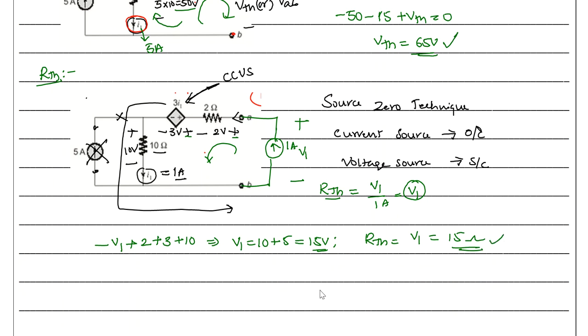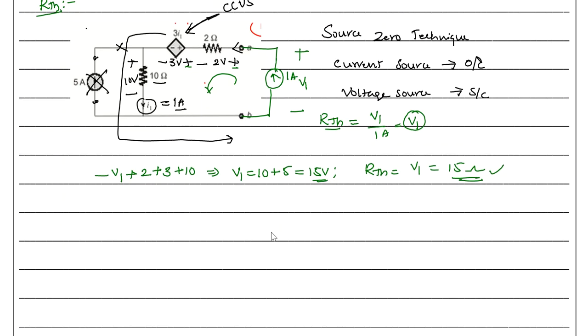So the Thevenin's equivalent model will be like this. It will have a voltage source of 65 volts in series with this RTH of 15 ohms. So this will be the equivalent model, which is nothing but Thevenin's model. By using the source transformation technique, we can convert it into Norton's current model also.